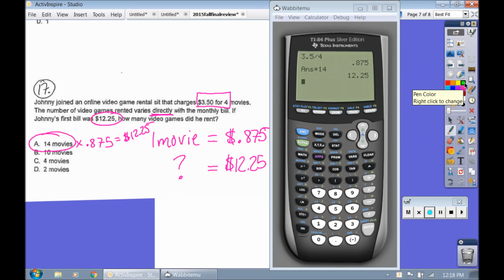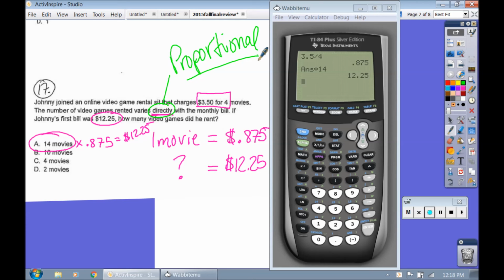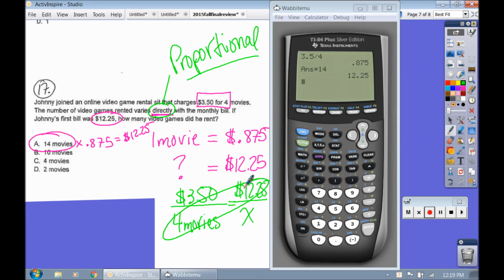Now, if you didn't do it that way, you could also know, like we talked about, that varies directly means it's proportional. So if you go back in time to when you learned proportions, this over that and this over that, so we're talking about it's $3.50 for 4 movies. So in this case, $12.25 would be for how many movies? And we're simply going to use the little old cross multiply and divide method you learned back in grade school. 12.25 times 4 gives me 49, and we're going to divide that by 3.50. And guess what? You get 14 movies. Don't forget to study, people.